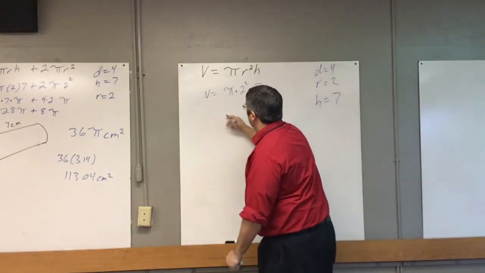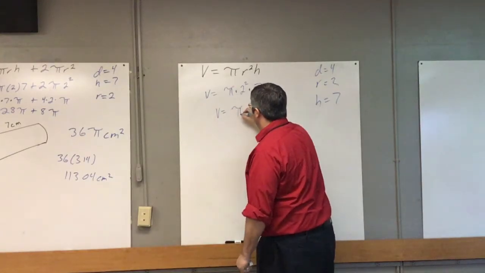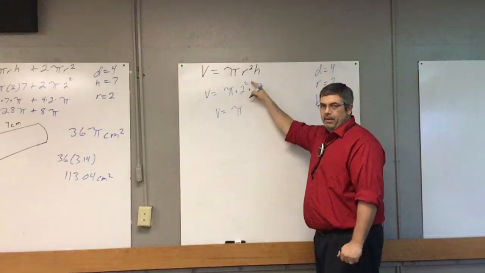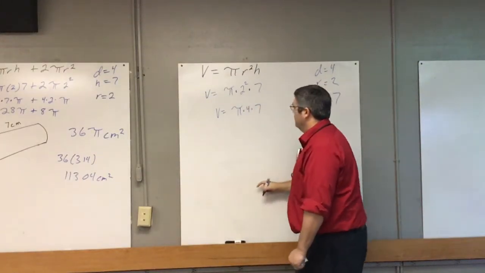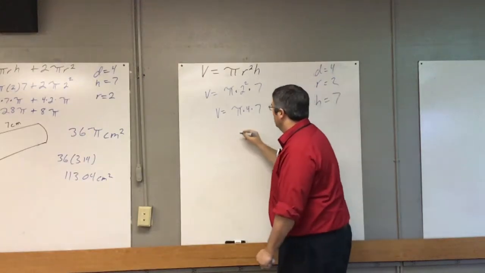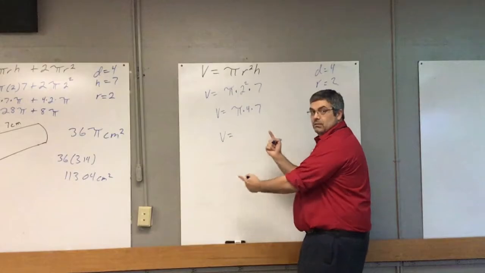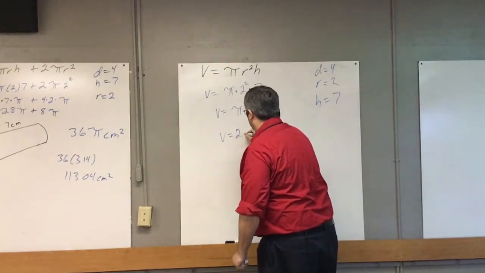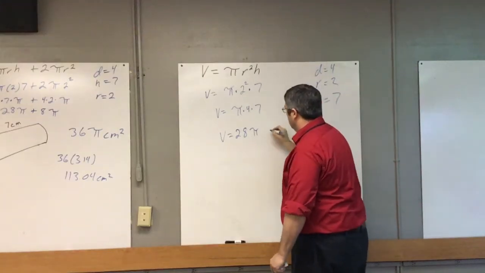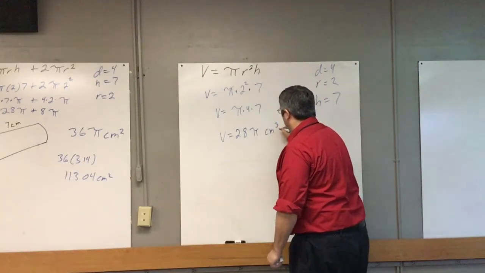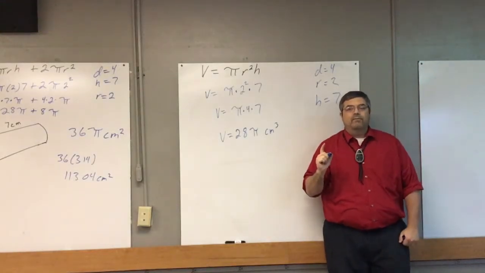Okay. So volume equals pi, 2 raised to the second power is 4, times 4 times 7, and then 4 times 7, 28. So volume equals, and now here I'm going to switch this, because this is the way that I prefer to see it, 28 pi centimeters cubed. And that's what it's going to look like in terms of pi for volume.